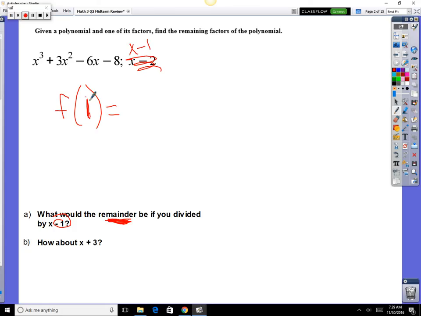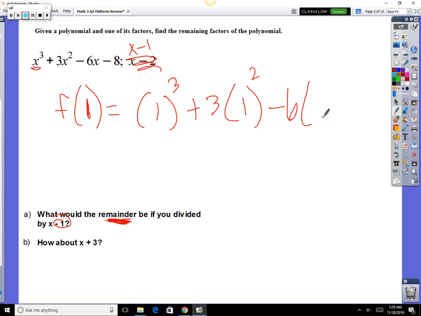So we're going to take 1, and anywhere there is an x, put parentheses, 1 cubed plus 3 parentheses 1 parentheses squared minus 6 parentheses 1 parentheses minus 8. Okay, now the parentheses really make sure your calculation's correct when the number's negative. When the number's positive, it's much easier. And since the number's 1, we can do this guy in our head. So 1 cubed, 1 times 1 times 1 is 1. 1 squared is 1 times 1, that's 1. 1 times 3 is 3. 1 times negative 6 is minus 6.